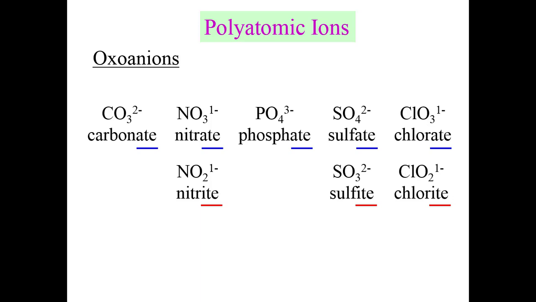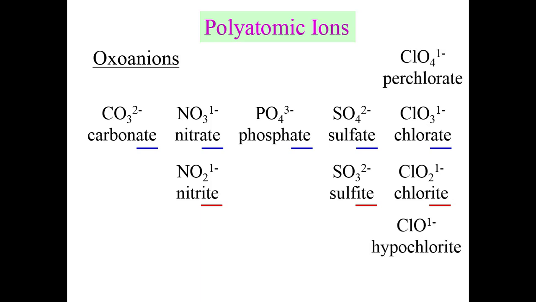The chlorine series has 2 more ions, perchlorate and hypochlorite. The prefix "per" indicates 1 more oxygen than chlorate, and the prefix "hypo" indicates under, or 1 fewer oxygen than chlorite. So if we know the formulas of the 5 ate anions, we can figure out the names and formulas of 5 more anions.